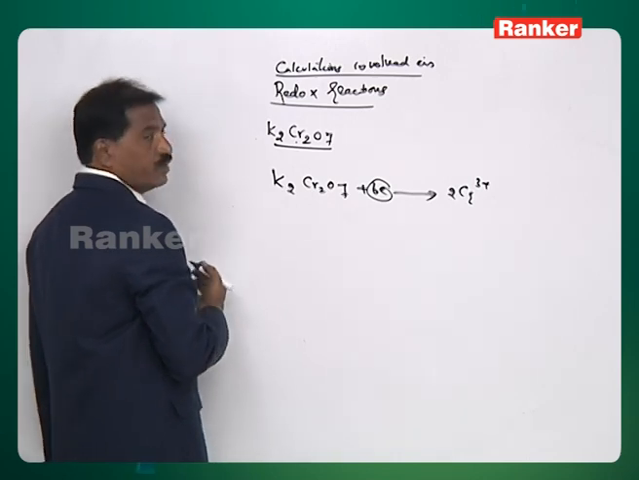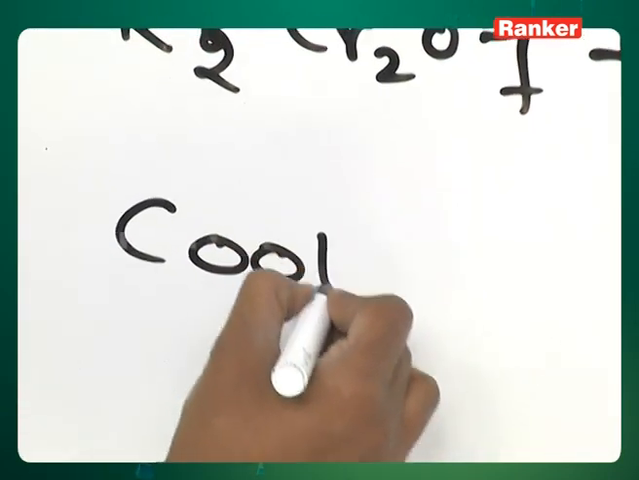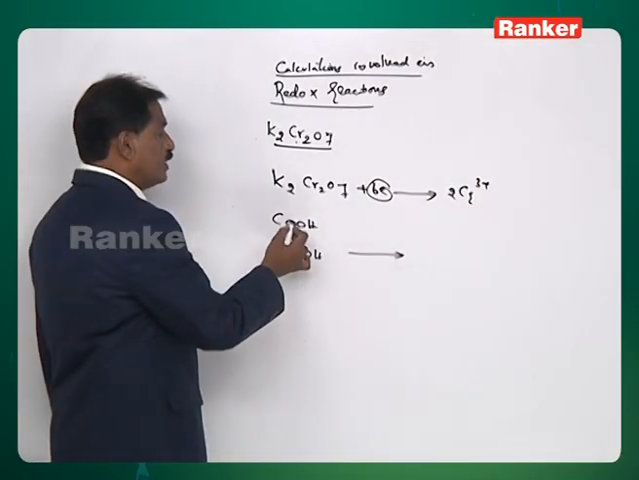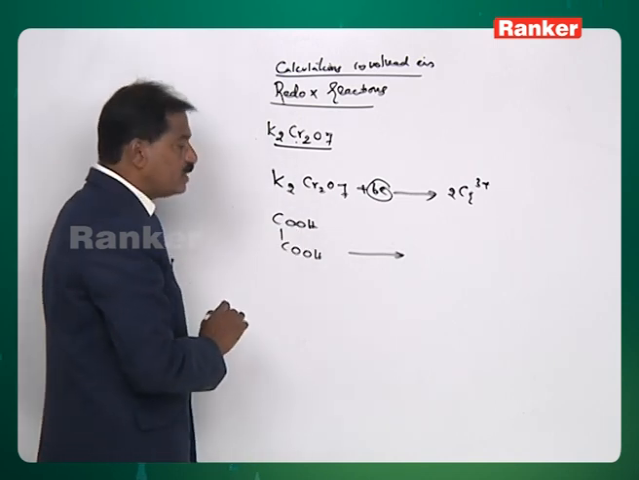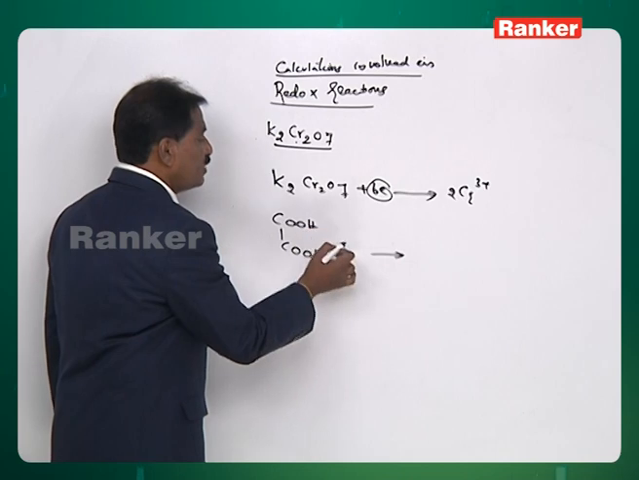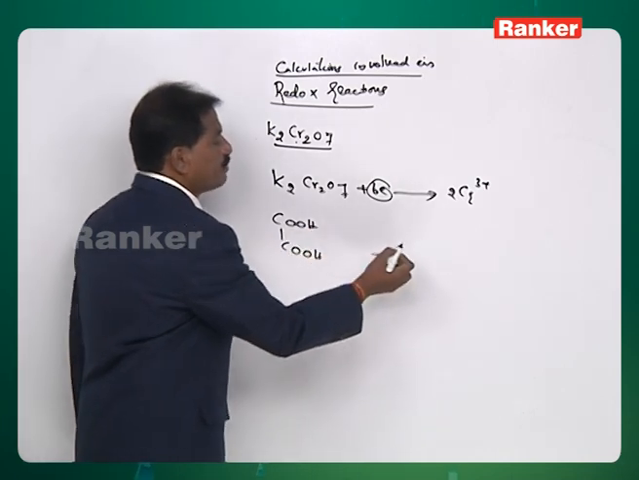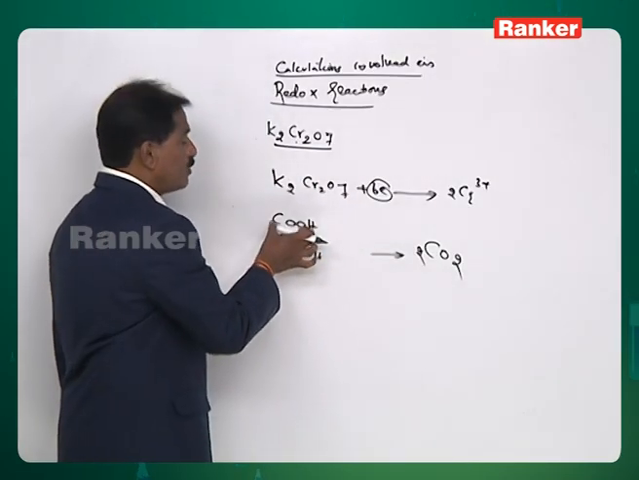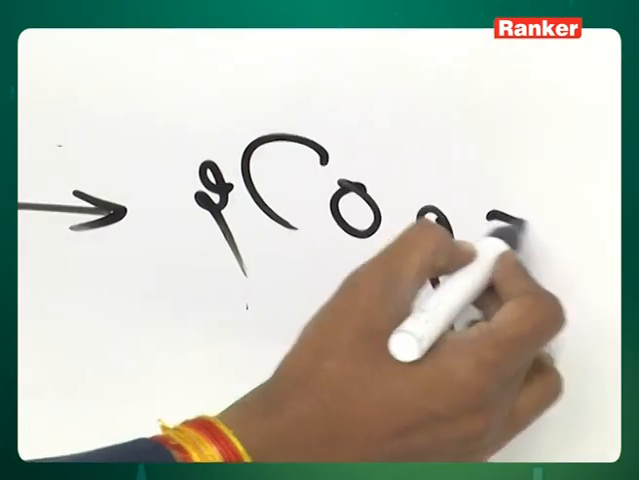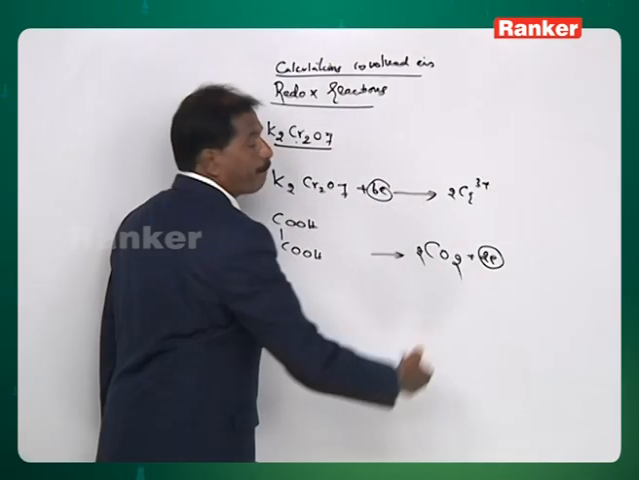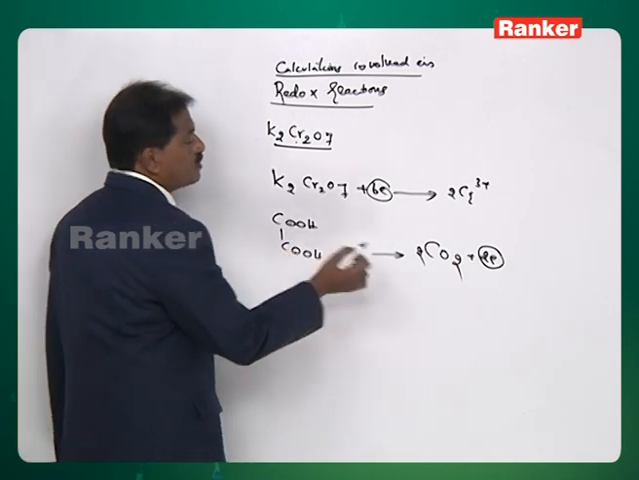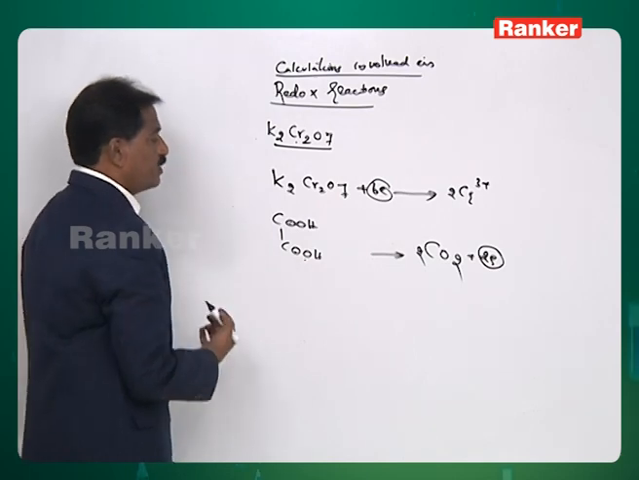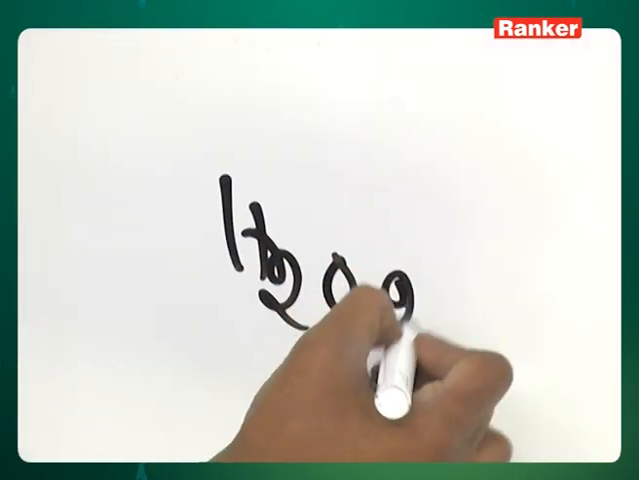Similarly, for oxalate or oxalic acid, when it participates in any reaction, one molecule will always supply 2 electrons. So this carbon and this carbon will both be converted into CO2, giving 2 electrons in total. Therefore, since one molecule supplies 2 electrons, the valency factor of oxalic acid is 2. Similarly, hydrogen peroxide.